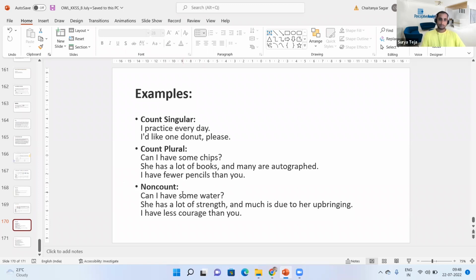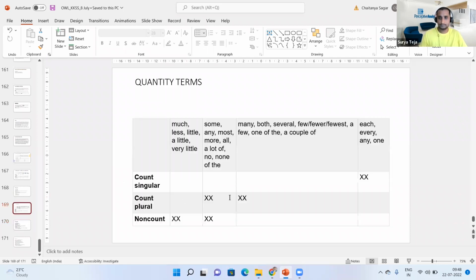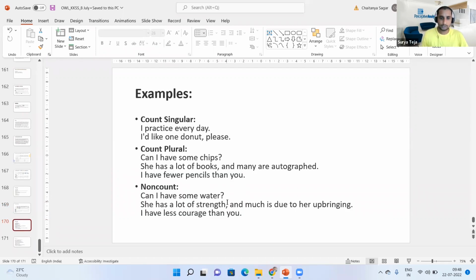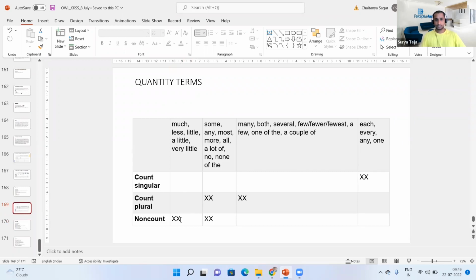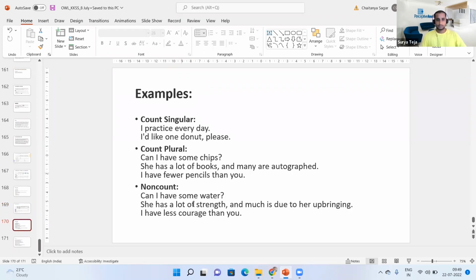Now non-count nouns, which are basically not pluralized. If you see, can I have some water? Water is a non-count noun. Some is used here; it is applicable for the non-count nouns also. She has a lot of strength and much is due to her upbringing. You're talking about the strength, the quality, which cannot generally be pluralized, so you have again used a lot of strength. I have less courage than you. Less is used for courage. If you see in the previous example, less, much, it is applicable to the non-count nouns. So it has been used here in this sense.